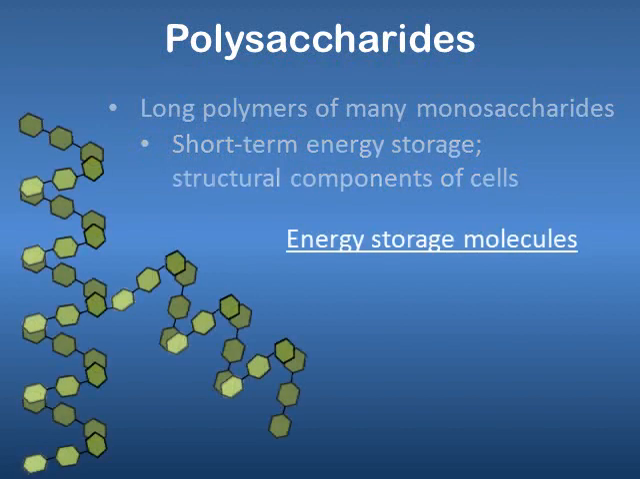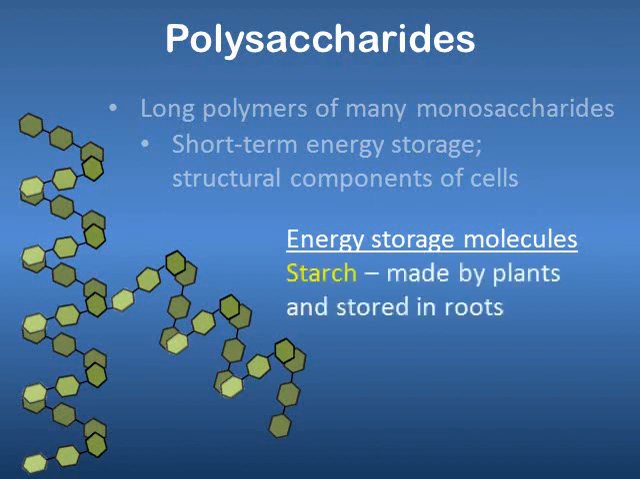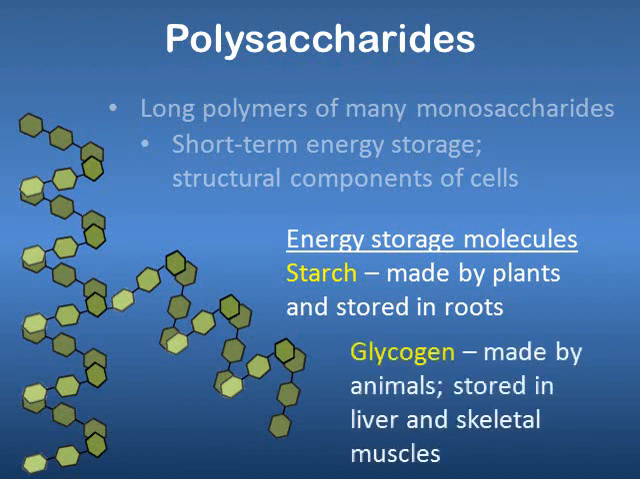Now focusing on the energy storage forms, there are 2 major kinds, starch and glycogen, and they both take on this appearance to the left where you see a coiled chain of glucose monomers. Starch is made by plants and stored in the roots for energy purposes used later on. Glycogen is our sort of animal starch. When we don't make starch, we make glycogen, and that is stored in our liver and in our skeletal muscles to be used at a later time.